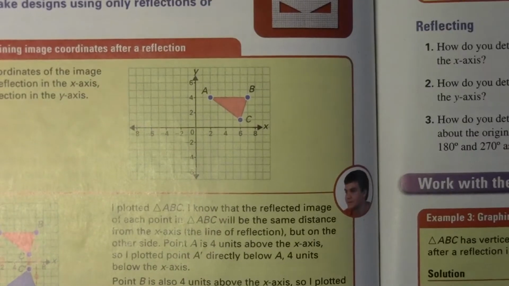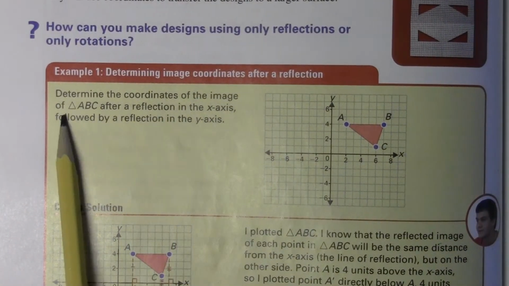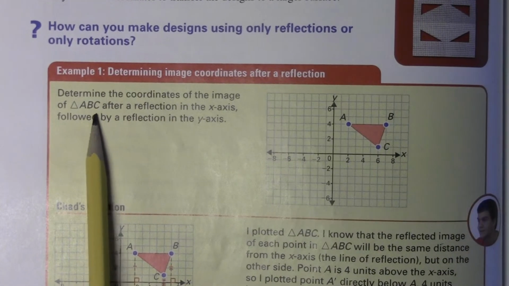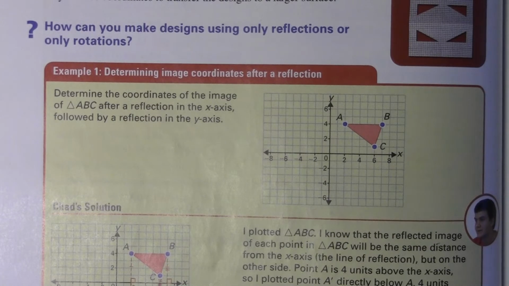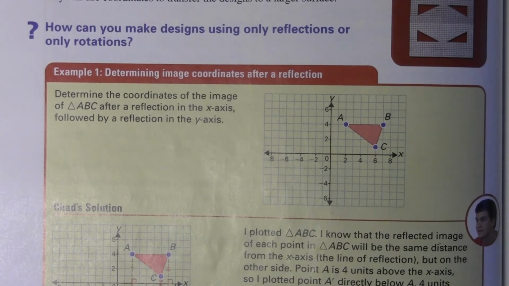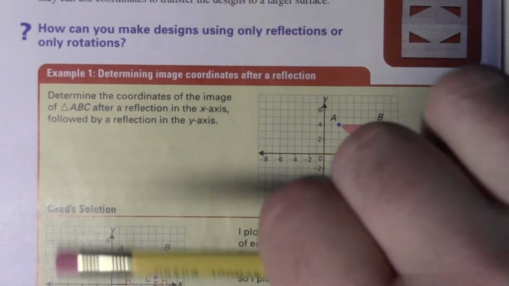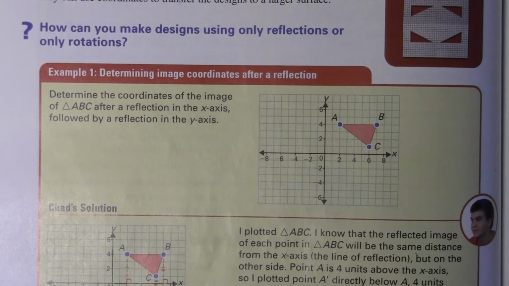Okay, so first let's read the book. Basically, we're determining the coordinates of the image of triangle ABC after a reflection in the x-axis. Do you guys remember those in grade 5, grade 6, you used those red mirrors probably? Red pieces of plastic that they called red mirrors. So a red lens of some sort that you would put wherever the reflection was going to happen, and you'd look through and you'd be able to draw it?